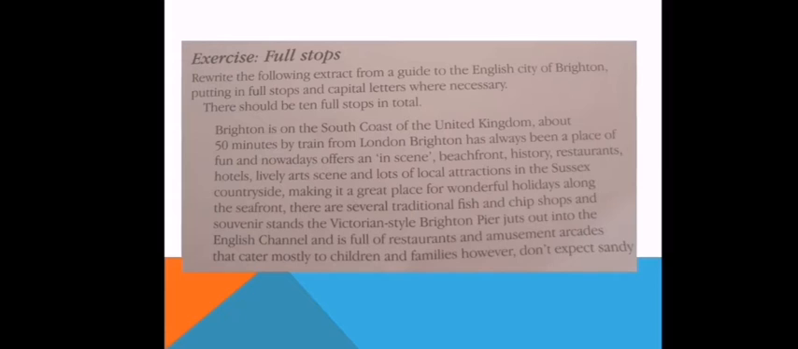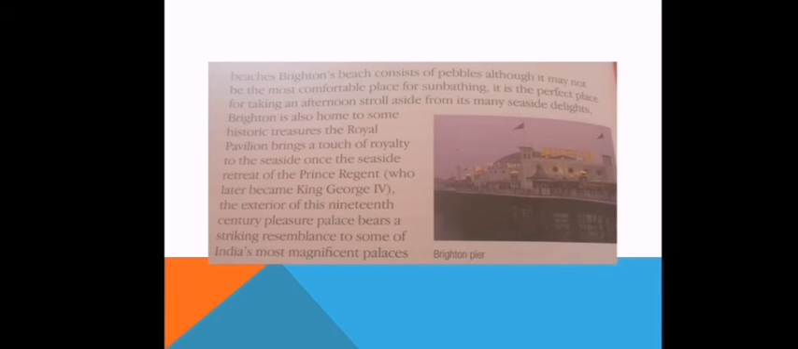Brighton is on the south coast of the United Kingdom, about 50 minutes by train from London. Brighton has always been a place of fun. So I think here, between London and Brighton, there should be a full stop, because that is one unit of information. Where Brighton is located and how far it is from London. All right? So you're going to read through the rest of the text. It continues on to the next page. And add all the full stops in capital letters where they need to be. Remember, there are going to be 10 in total.